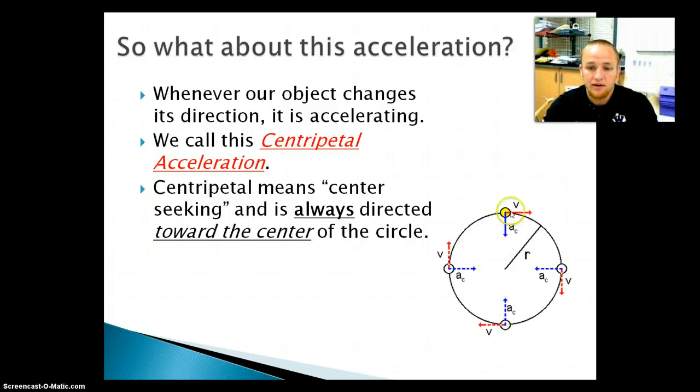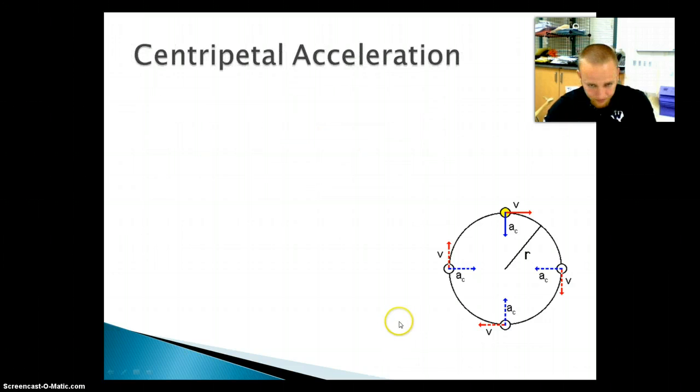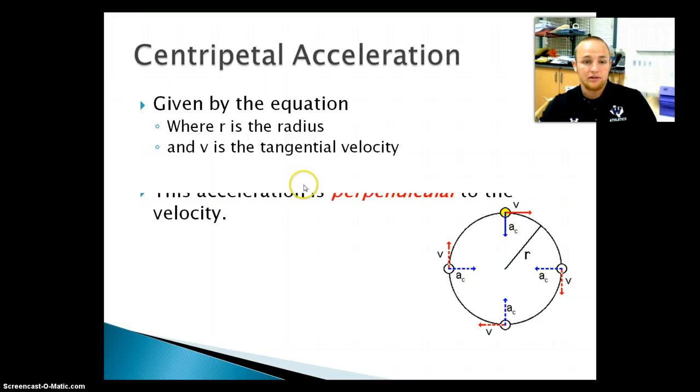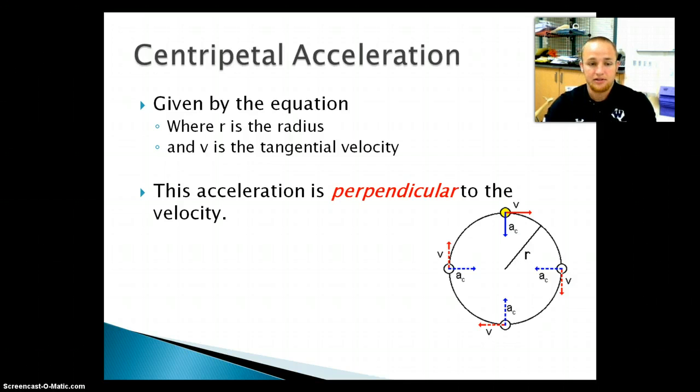We've got a picture of it here. This is our tangential velocity. These follow tangent lines to this circle. And then our acceleration, as you can see, is always directed toward the center of my circle. Just a little graphic there for you. So centripetal acceleration is given by the equation, right here, where r is the radius and v is the tangential velocity.